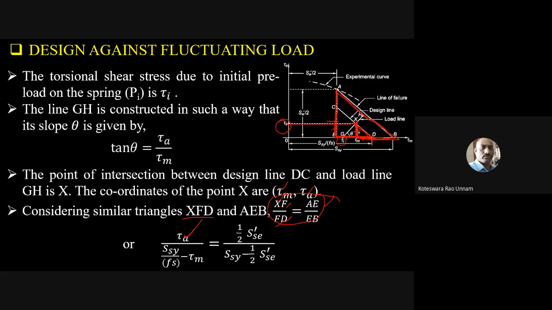Therefore, SYS by FS minus tau M is the length of this line FD. Similarly, AE is nothing but this one half into your SE dash divided by this total line. If I take from here to here, and from that I subtract this distance, I'll get that.